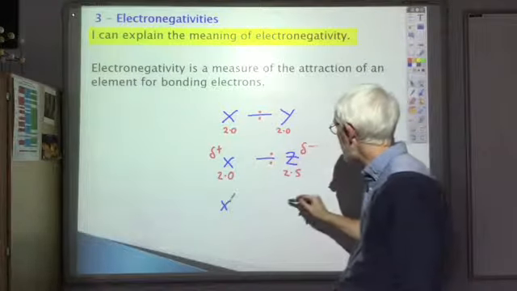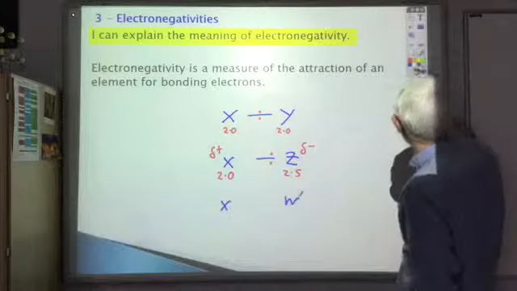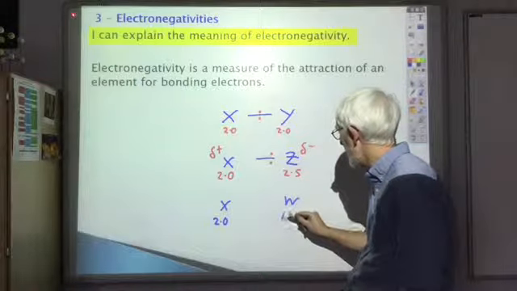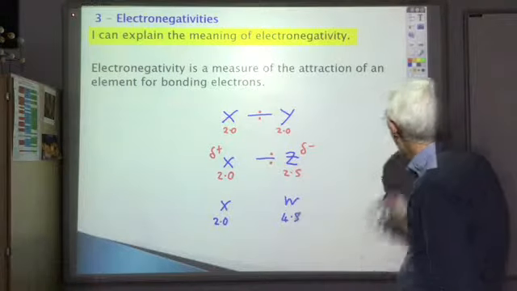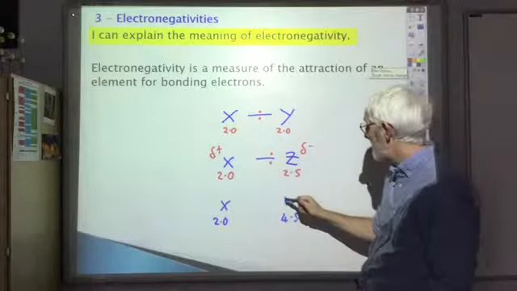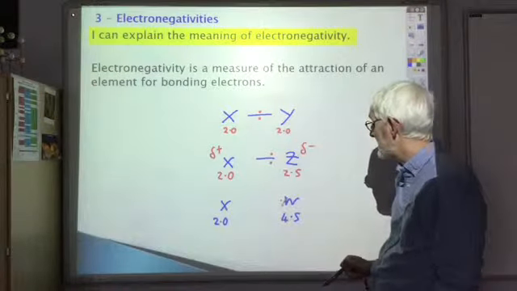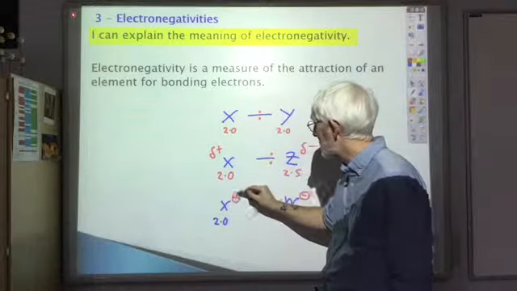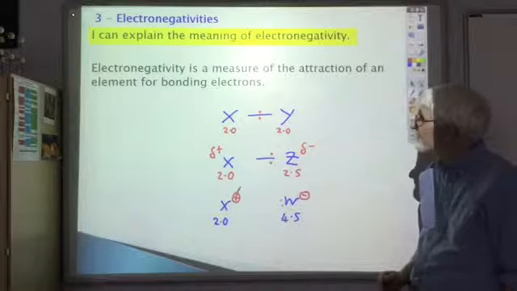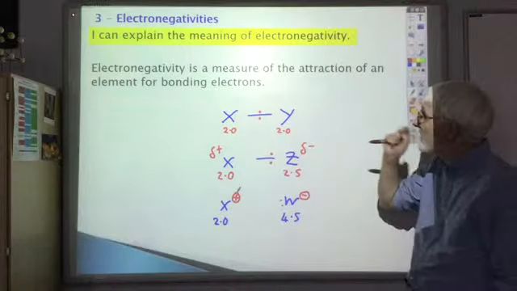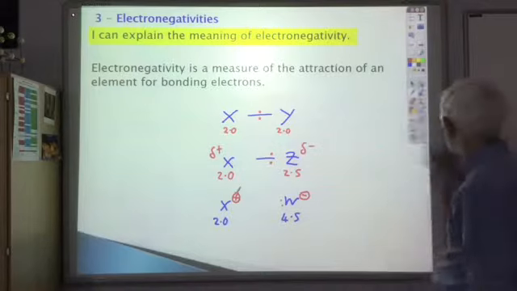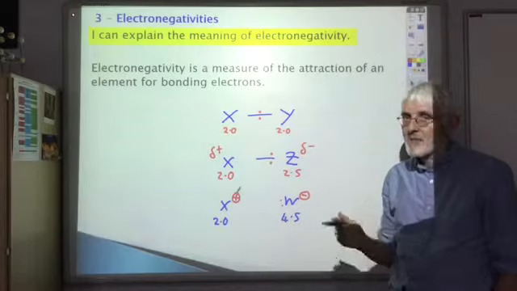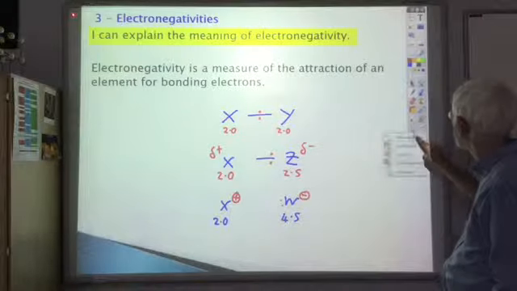If there's a very big difference in the electronegativities, say that was 2.0 and this was 4.5, in fact W would just grab both electrons and have a negative charge and become an ion, and X would be positively charged. So electronegativity, measure of the attraction the elements have for the bonding electrons, and as you are aware it has quite a lot of effect on polar molecules in due course.